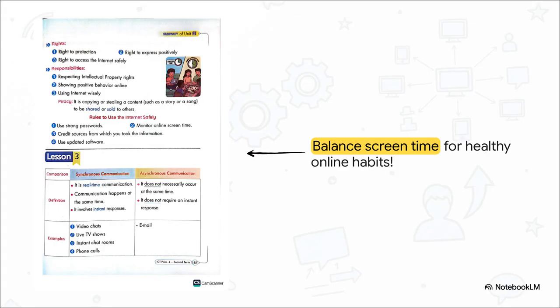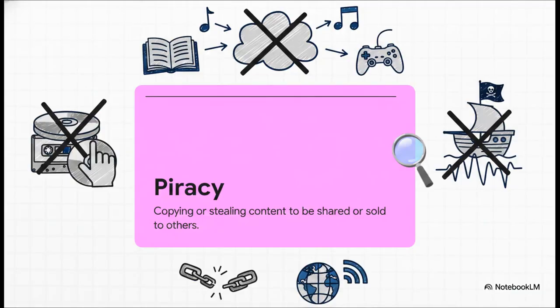Now take a look at the family right here. A huge part of being a good digital citizen is building healthy daily habits, like knowing when to actually set some boundaries as a family. Balancing your screen time is a major rule for staying healthy and safe online. It's not just about what you're doing on the internet, but how much time you spend doing it. And when you pair that with using strong, secure passwords and respecting other people's intellectual property, you're totally nailing this digital responsibility thing.